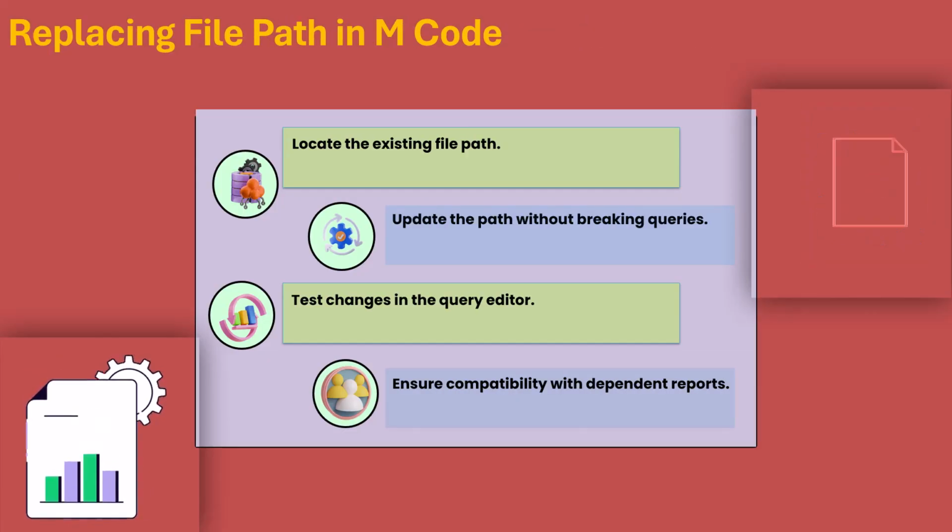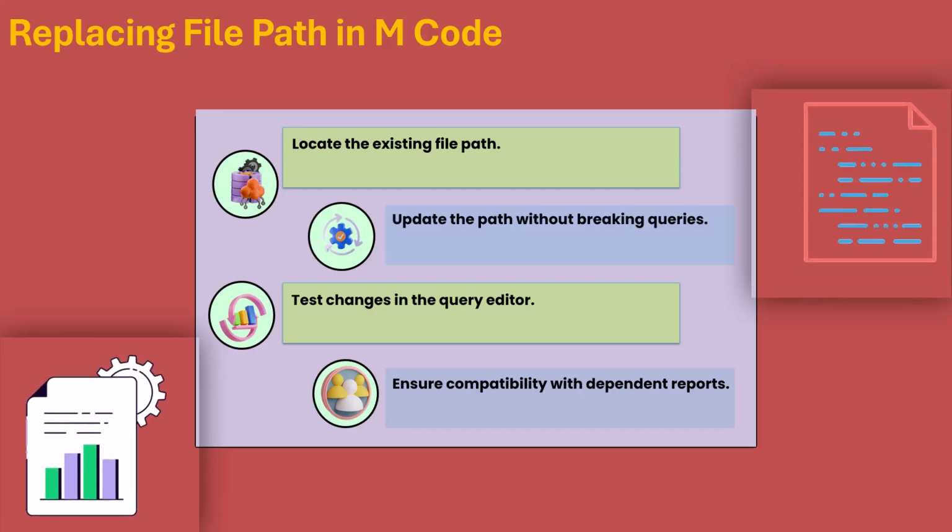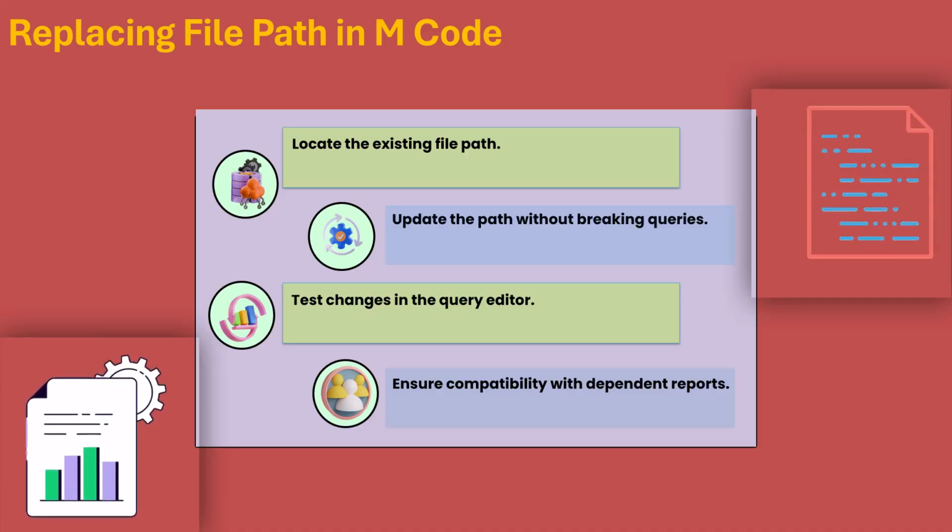Replacing a file path might sound simple, but trust me, one wrong move and everything falls apart. Locate the current path, update it carefully, and test your queries to make sure they still work. Double-check dependent reports. Nobody wants broken visuals because of a misplaced slash.